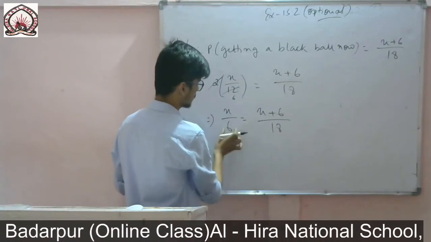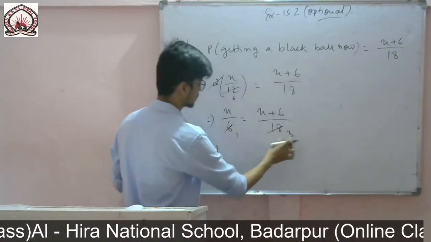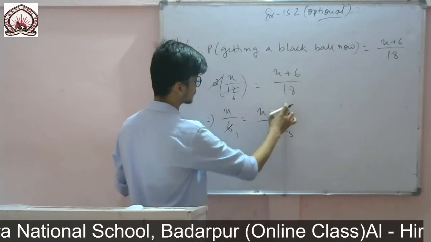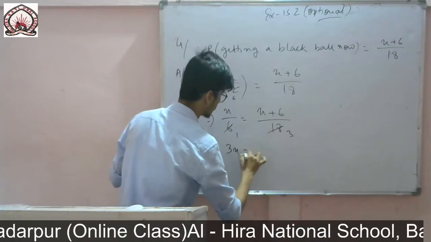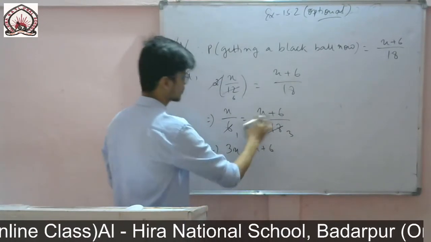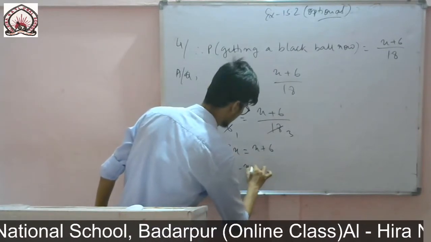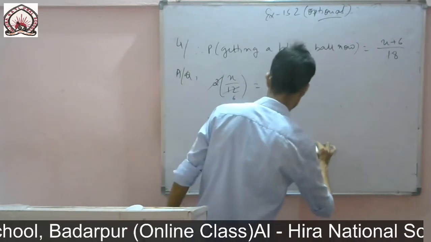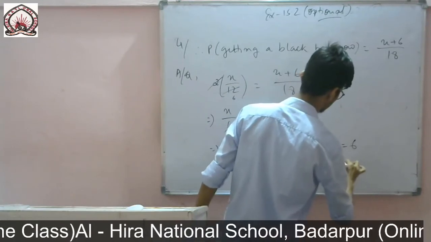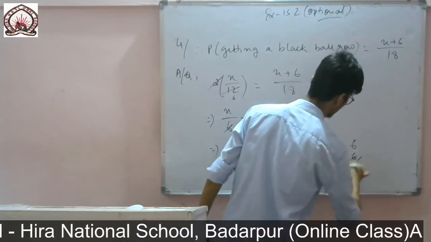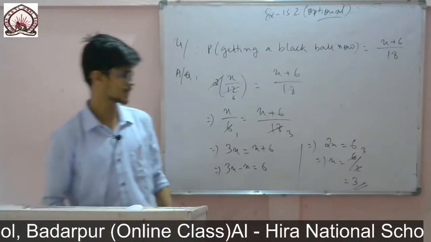So you can cancel it. Here 6, there 18. So 6 1s are 6, 6 3s are 18. So there are 3 left. X by 1 equals x plus 6 by 3. So this 3, if I bring it here, it will multiply. So 3x equals x plus 6. 1 into x plus 6 is x plus 6. So 3x minus x equals 6, implies 2x equals 6, implies x equals 6 by 2, which is 2 3s are 6. So the value of x is 3.